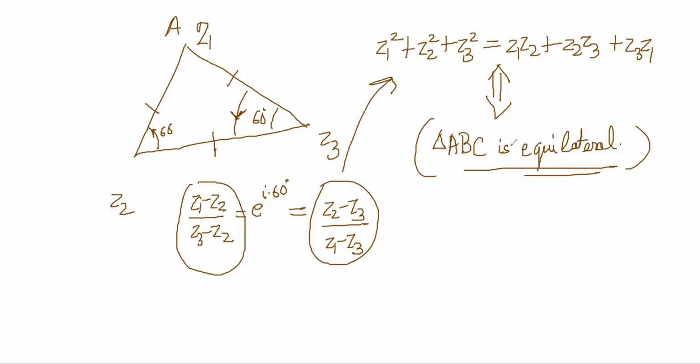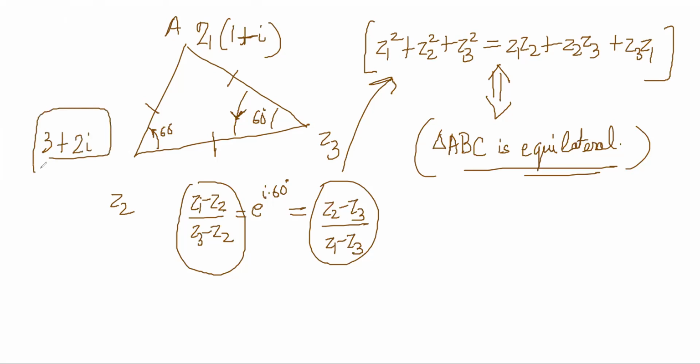The questions are super useful for this condition for an equilateral triangle, because sometimes they can give you one vertex, say 1 plus i and 3 plus 2i. Find the third vertex, right? You could find the third vertex if you know this condition, because you can fit the values of Z1 and Z2 here and find Z3, no? So it's a nice result.